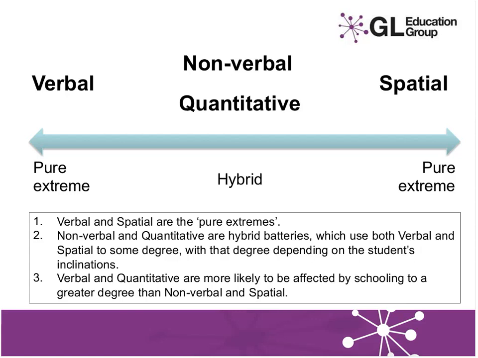So the verbal and the spatial are the pure extremes of reasoning ability, and the non-verbal and the quantitative are the hybrid batteries, the ones which sit more in the middle. And they both use verbal and spatial to some degree, and that degree just depends on the student's inclinations and bias. Sorry, the verbal and the quantitative are more likely to be affected by schooling, the non-verbal and spatial are less likely to be affected.